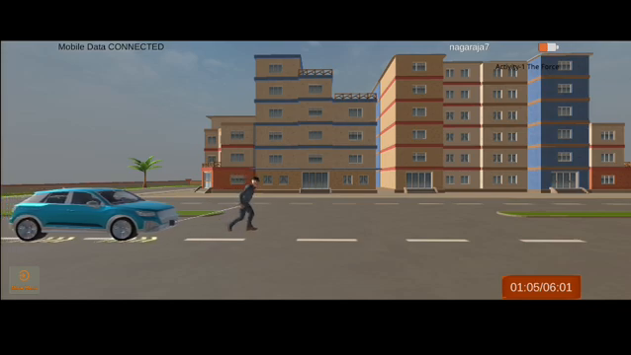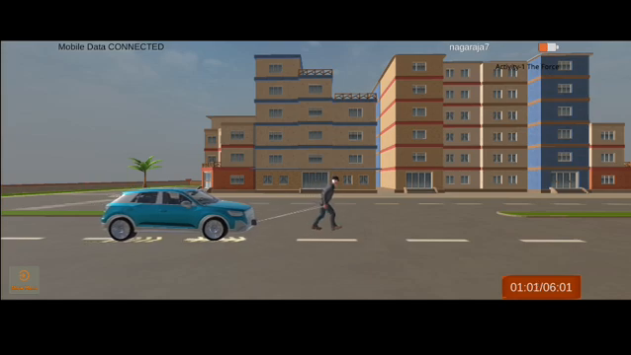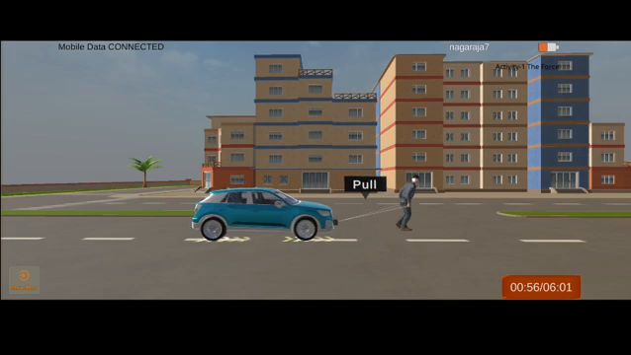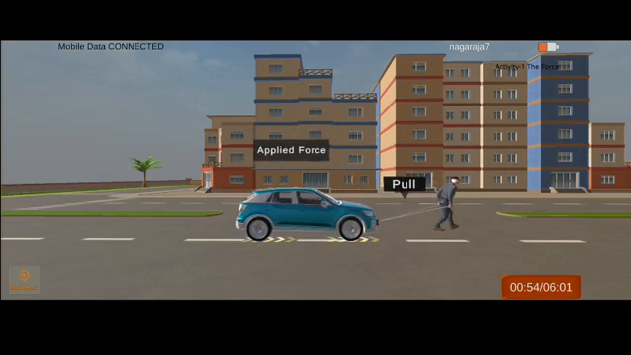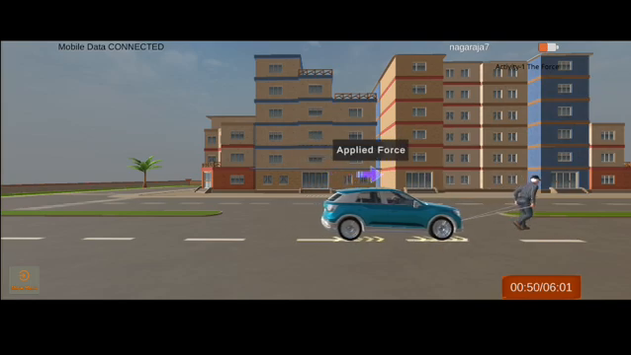Here, one man is pulling the car using a tight rope. Here, the man is applying the force on the car using the rope. He is not pushing the car, but pulling it.